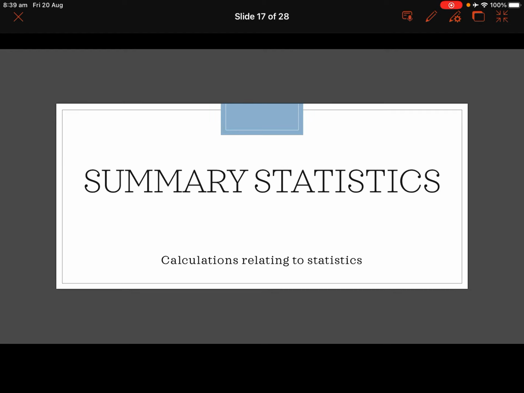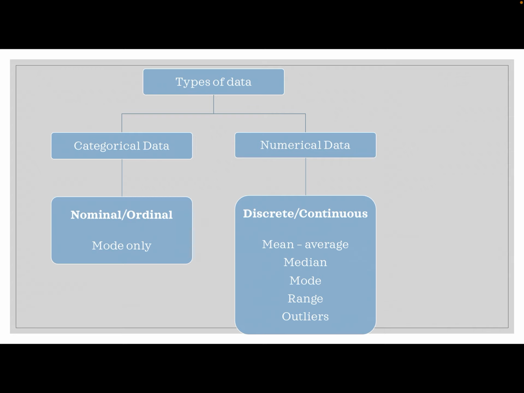Alrighty, so today we're looking at summary statistics. So we're looking at calculations that we can pull from the graphs that we've been looking at. So here's another display of types of data. So you've got your categorical or numerical, and when you have, say, nominal data, the only information that you can pull from that is the mode. Okay, so the most frequent thing that's happening. With discrete and continuous data, you can find the mean, median, mode, range, and outliers. So we're going to revise and look at these today.